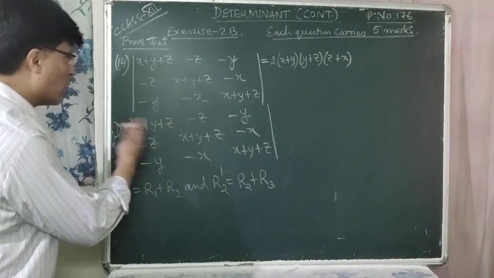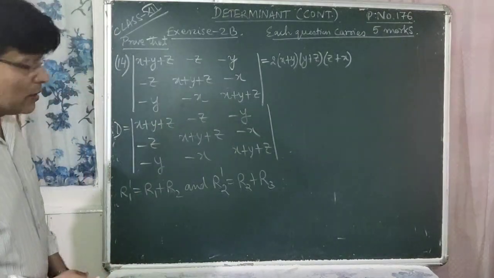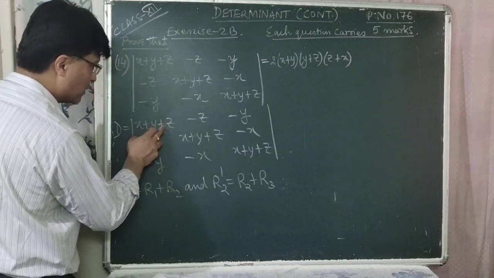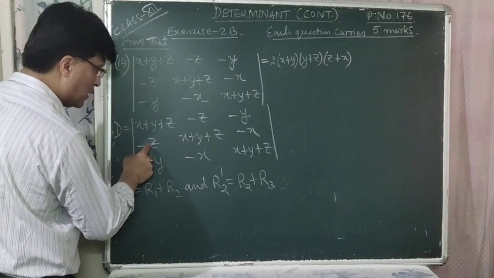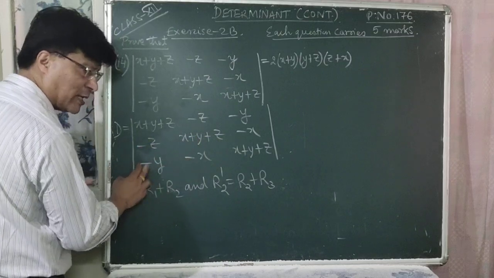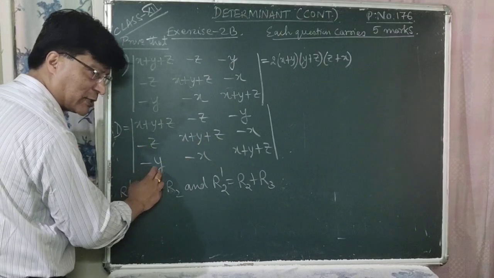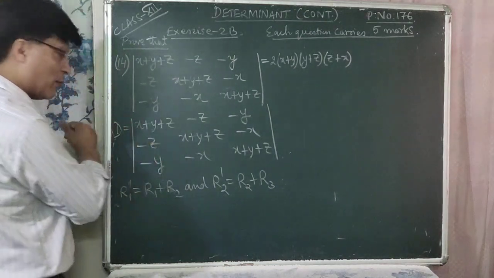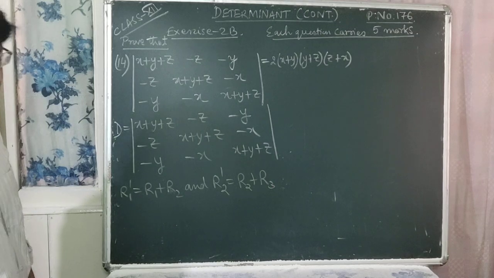You may do column wise also. That is c1 plus c2, z cancels, x plus y. Here also z cancels, this is also x plus y. Here minus y minus x, that is minus is taken common, you will get x plus y, right? So this is the new first column. You can take common x plus y outside determinant, right?